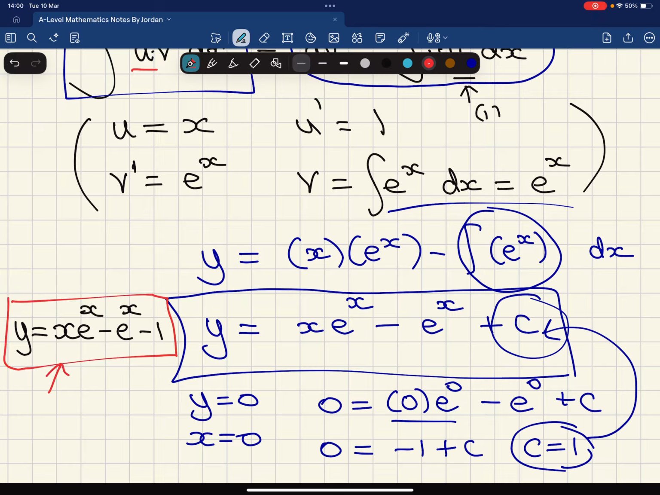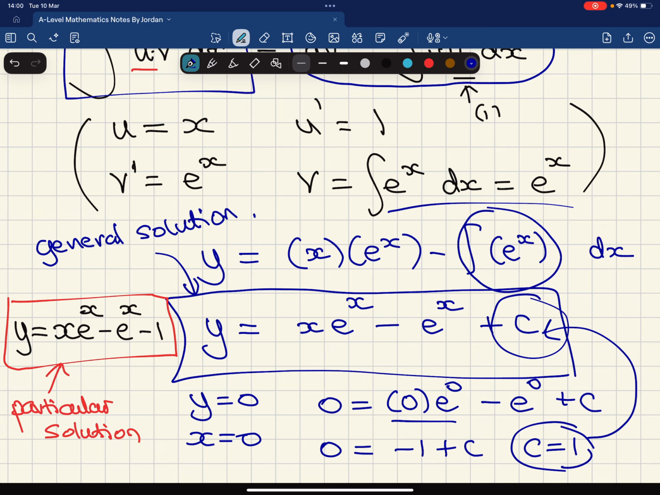So this is what we call a particular solution. And this one here we would refer to as a general solution. And that's it, complete. So the final answer is the particular solution as they gave you the value of y and x. So you give it with the plus c defined.